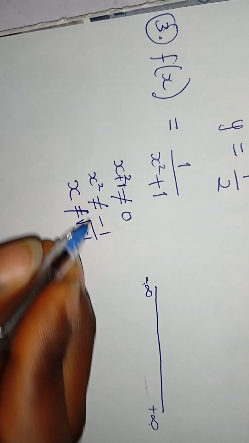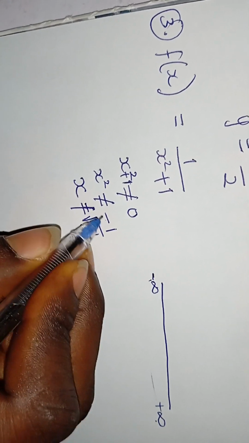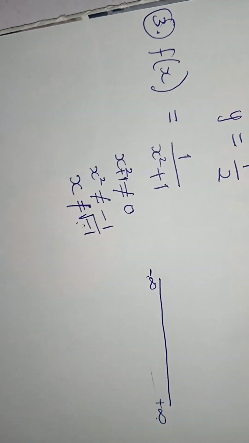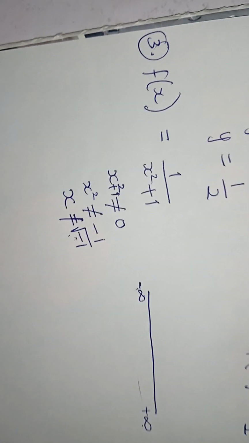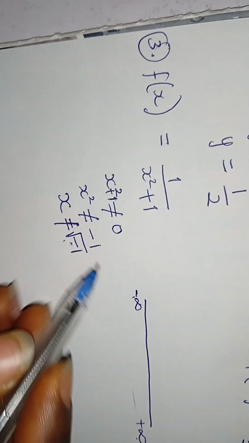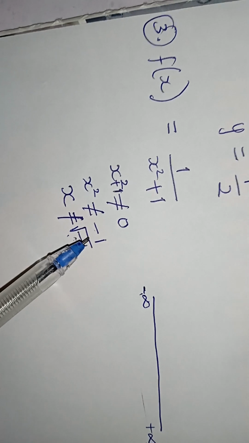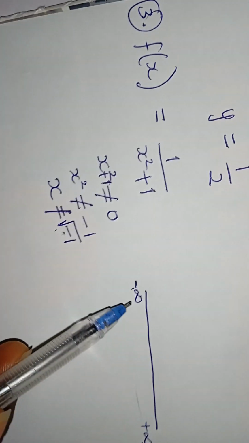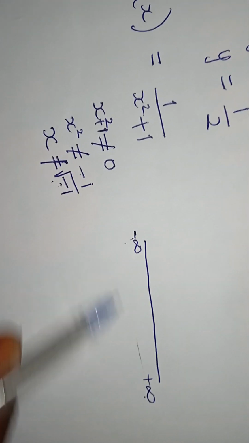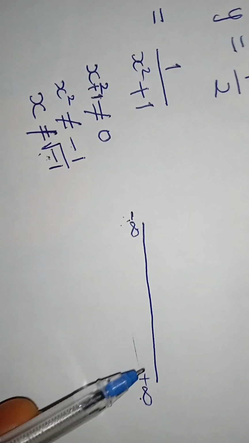x can never be equal to minus 1. So if x can never be equal to minus 1, notice something. Just be watching this. If this is minus 1, it can be any real number. This is minus infinity, positive infinity.